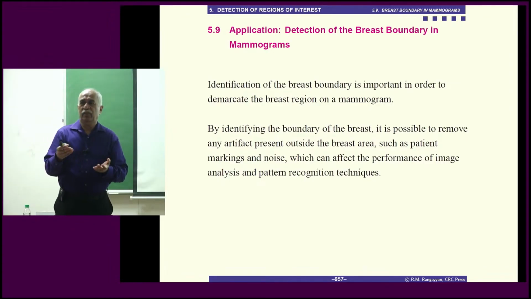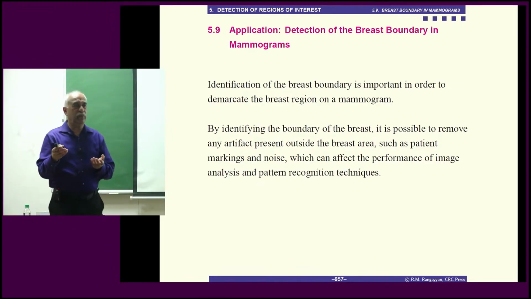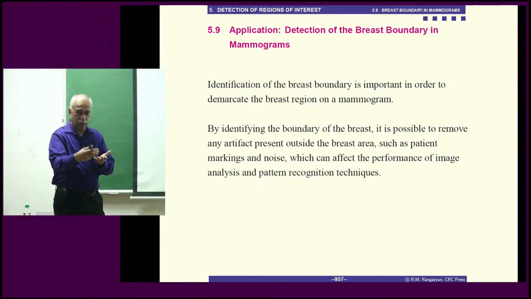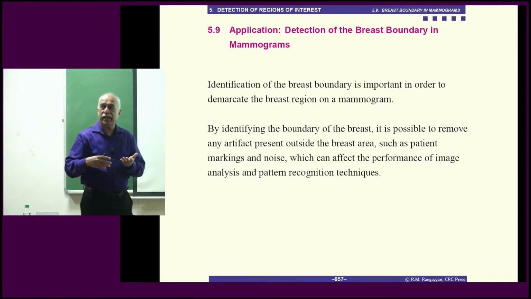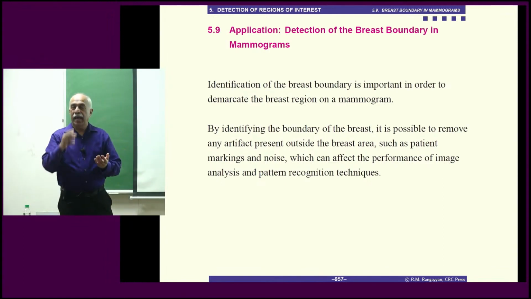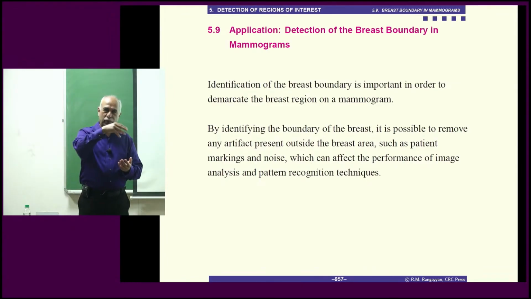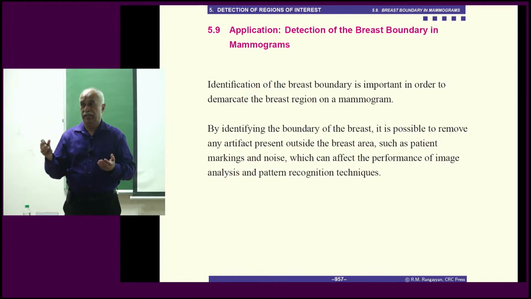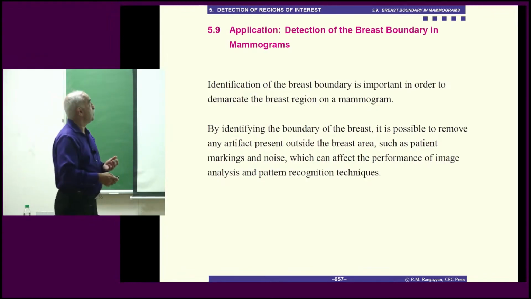MLO, CC for craniocaudal and mediolateral oblique views. Some labels are placed, and their shadows also appear in the image. We want to reject them. We want to get everything outside the breast area, get the breast boundary, and then compute statistics within that area. So no point in computing statistics using all the image pixels with background and other things.